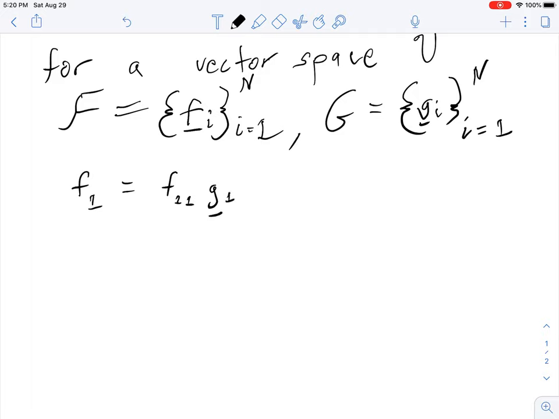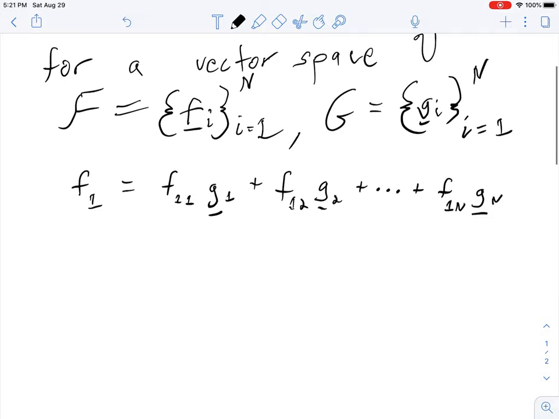F11 g1. So this is just a list of n times n scalars here, this F11 through FNN, plus F12 g2, plus, all the way up to F1n gn. And then f2 would look similar, except where the first index on those Fs on the right-hand side will be 2.